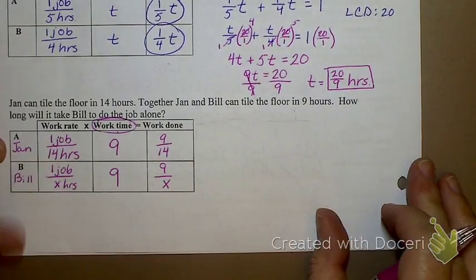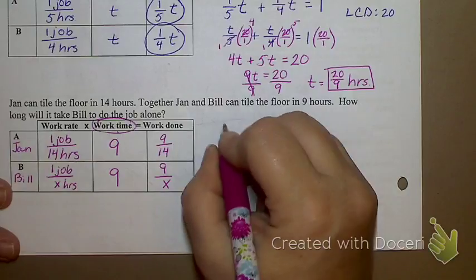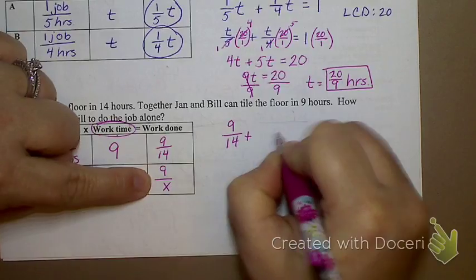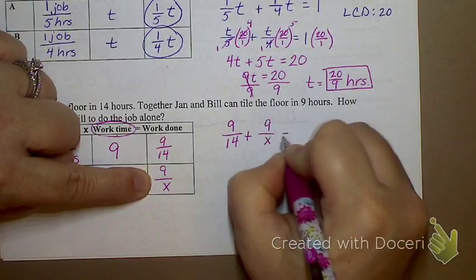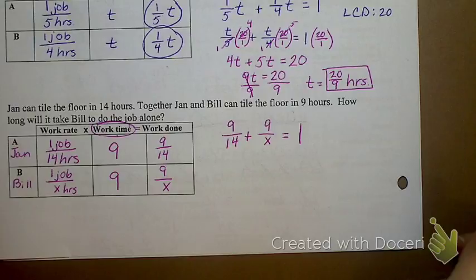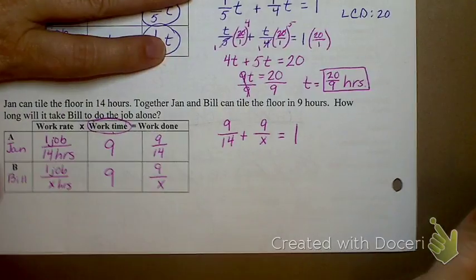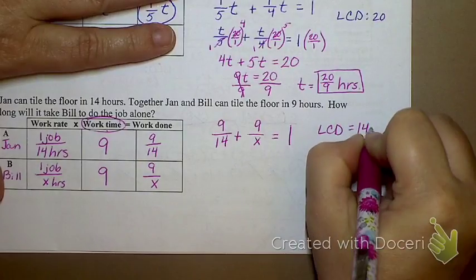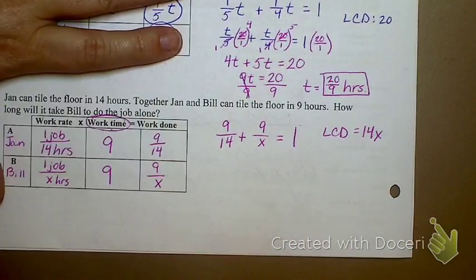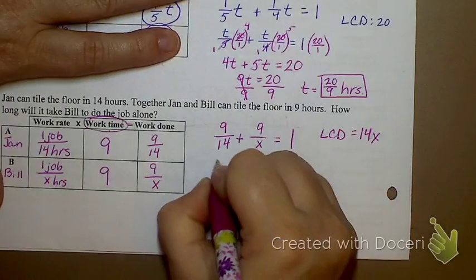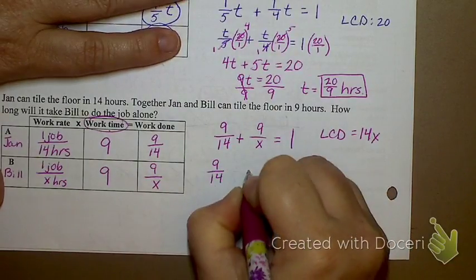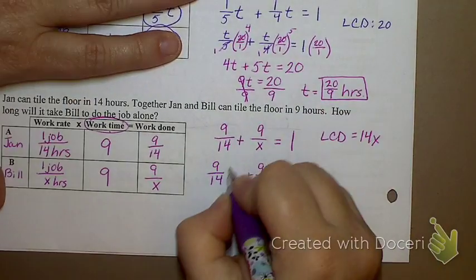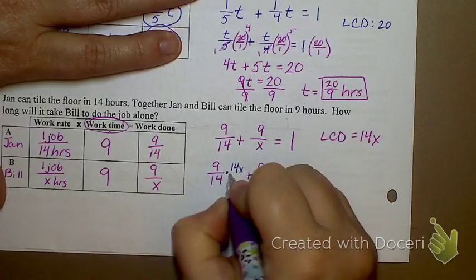So what would my equation be that I set up? Her work plus his work equals 1 full job completed. So what's my LCD? 14x. So I'm going to take each of those. See, I think I need to give myself a little more space. 9 over 14 plus 9 over x equals 1. I need to multiply each of those by 14x over 1.